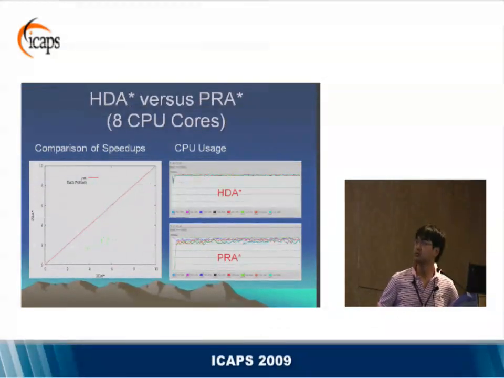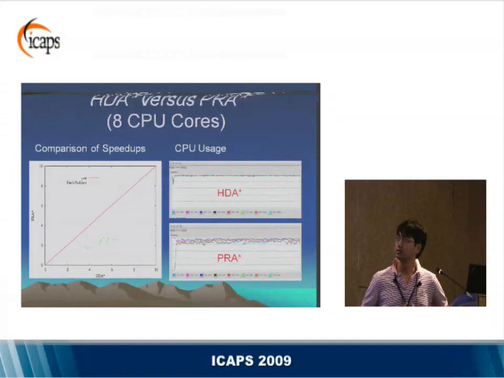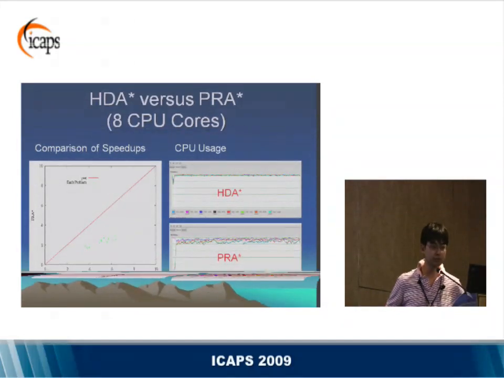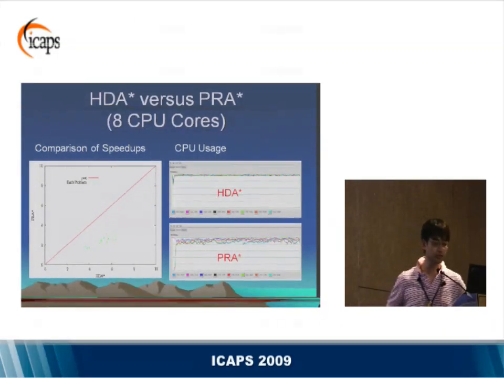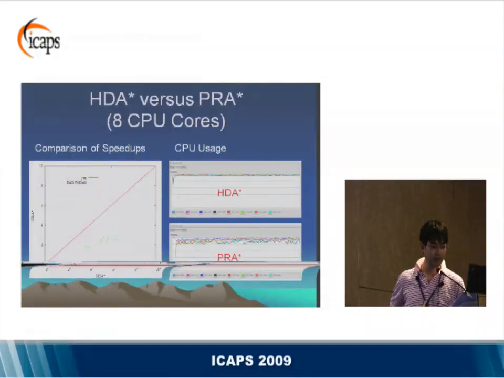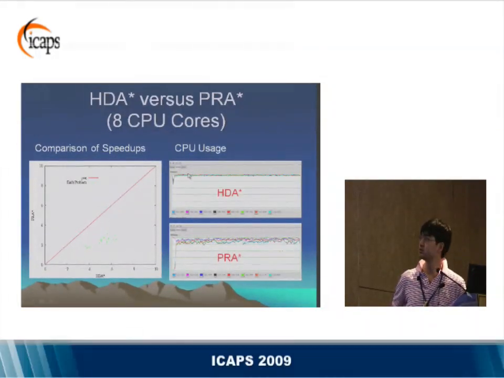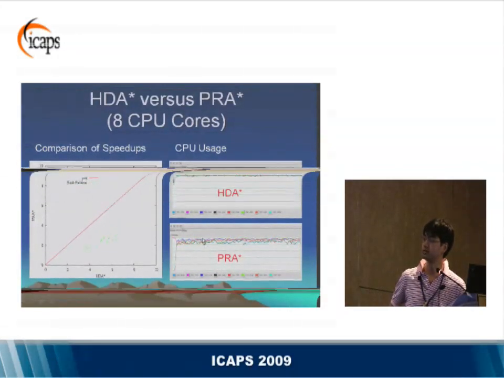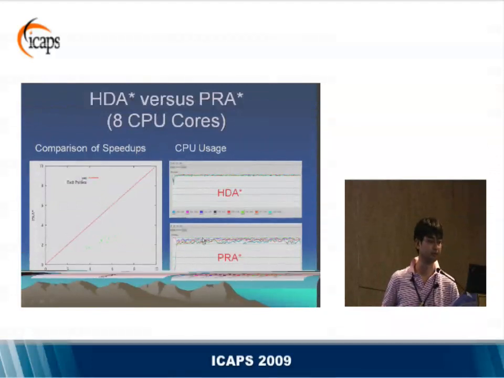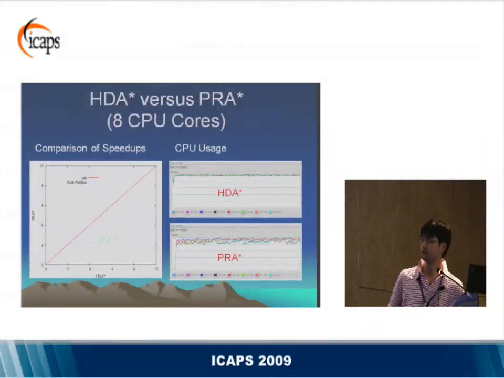And the reason is quite simple. I checked the CPU usage for these two algorithms, and in HDA*, all the processors are almost always busy, while we can see some idle time for PRA*, which is caused by synchronization.